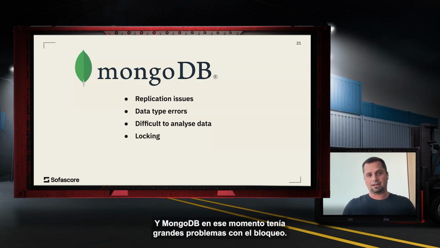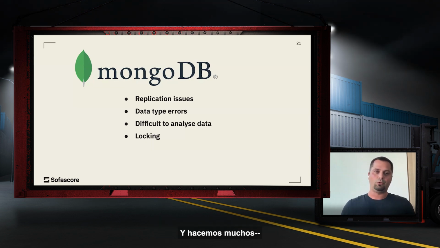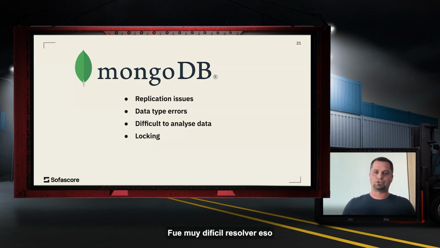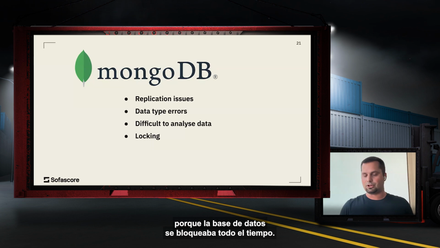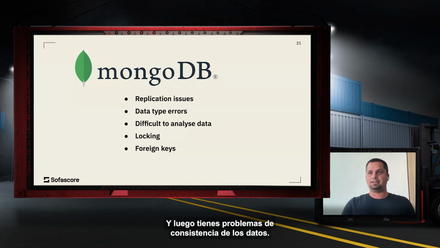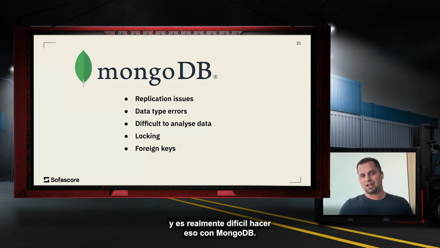And MongoDB at that point in time had really big problems with locking. If you wanted to update a collection, it would lock the entire collection. And we have a lot of different games that are live at the same time, so we do a lot of updates. It was really difficult to solve that because the database kept locking up all the time. And also, you don't have foreign keys, and then you have data consistency issues. And we are a sports platform that does in-depth analytics, and it's really difficult to do that with MongoDB.